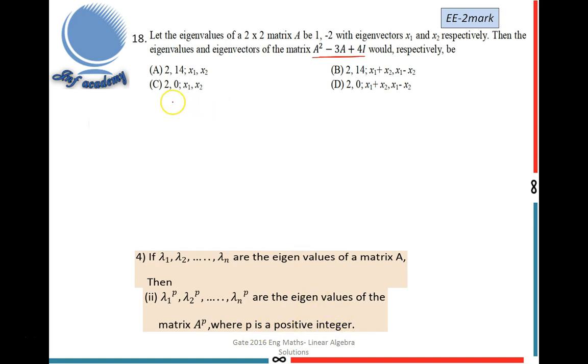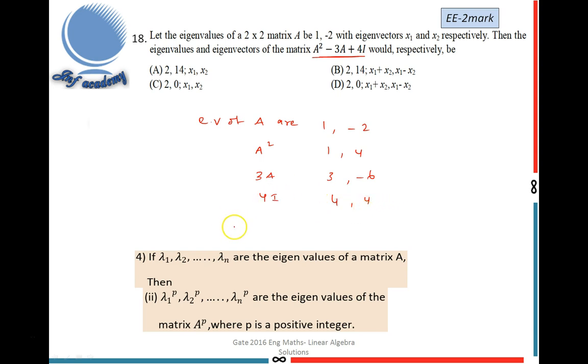By using that property, I write the eigenvalues of A are 1 and minus 2. Eigenvalues of A square are 1 and 4. Eigenvalues of 3A: multiplying the eigenvalues of A by 3, we get the eigenvalues of 3A. So 1 into 3 is 3, 3 into minus 2 is minus 6. Eigenvalues of 4I are 4, 4, because the eigenvalues of I are 1 and 1.